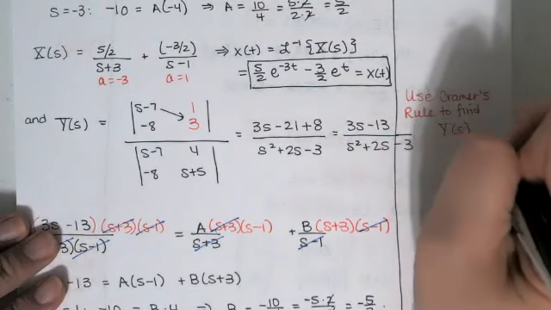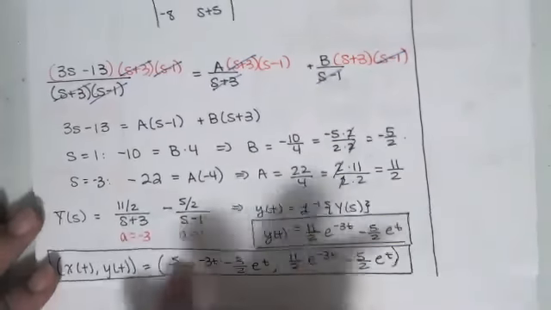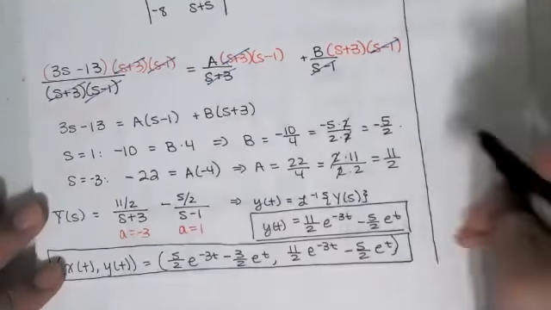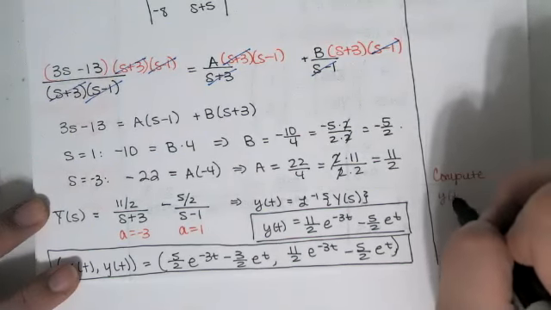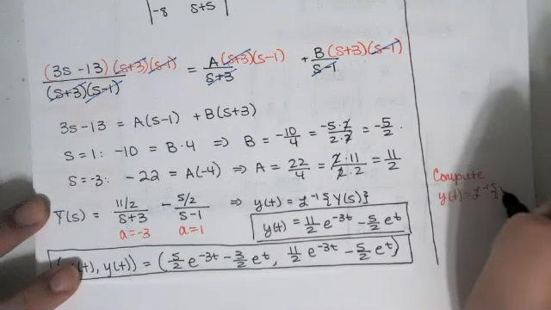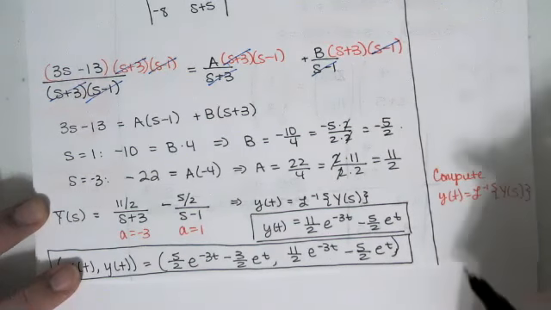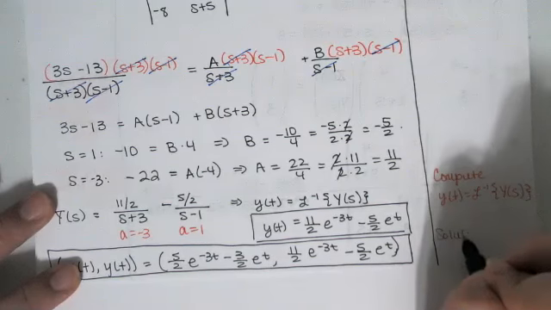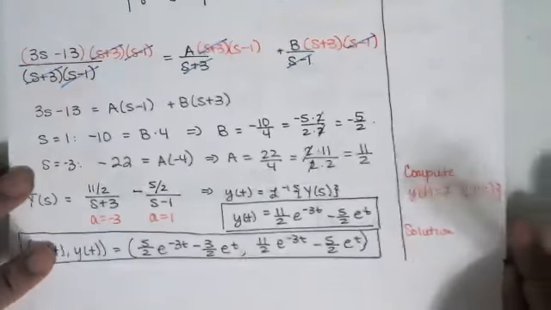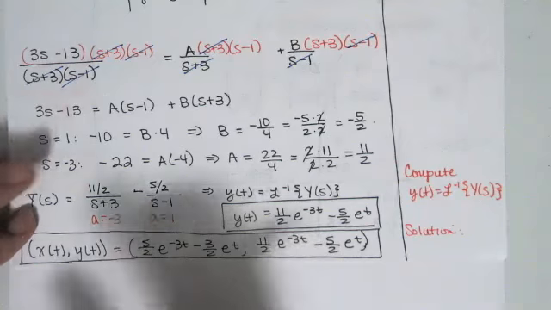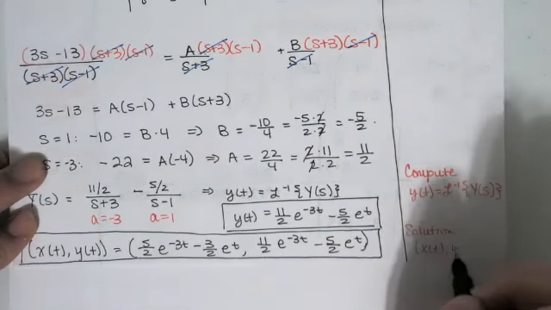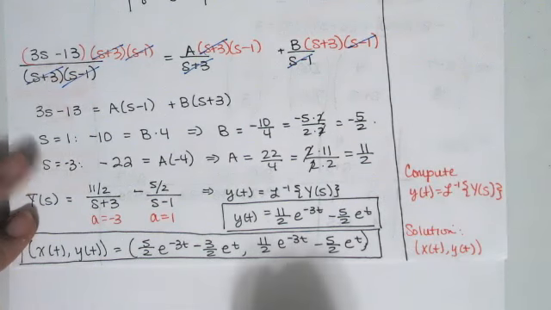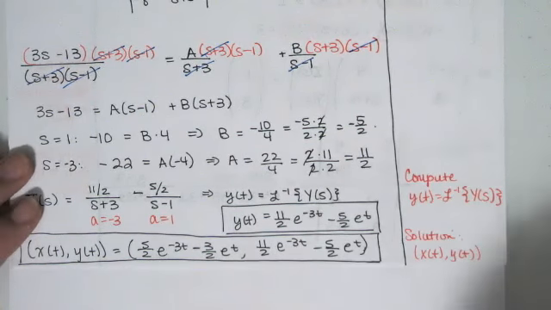And then of course you want to write that in a form where it's easy to take the inverse transform. So we had to do some partial fractions. And then once you do that, you compute the inverse transform of y of s in order to get y of t. And then the solution to a system of two equations with two unknown functions x of t and y of t is an ordered pair x of t, y of t. Two functions of t that satisfy both equations and both initial conditions.